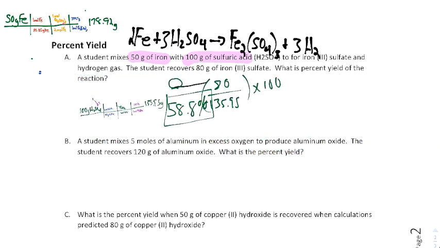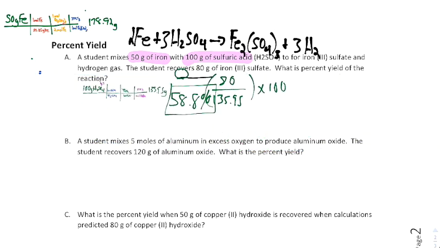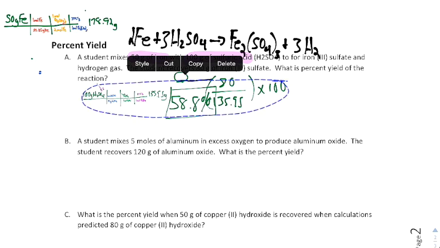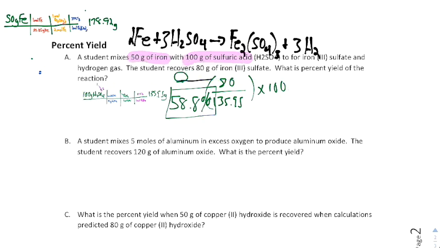I'll give you a few hints. On the next one, it says that a student mixes 5 moles of aluminum in excess oxygen. So there, it kind of cut some of the steps out, because guess what? It already told you that aluminum is going to be your limiting reactant. So you don't have to do 2 conversions now. You just start with aluminum. And it says to produce aluminum oxide, the student recovers 120 grams of aluminum oxide. So that is your actual yield. And so now all you have to do is calculate the theoretical.